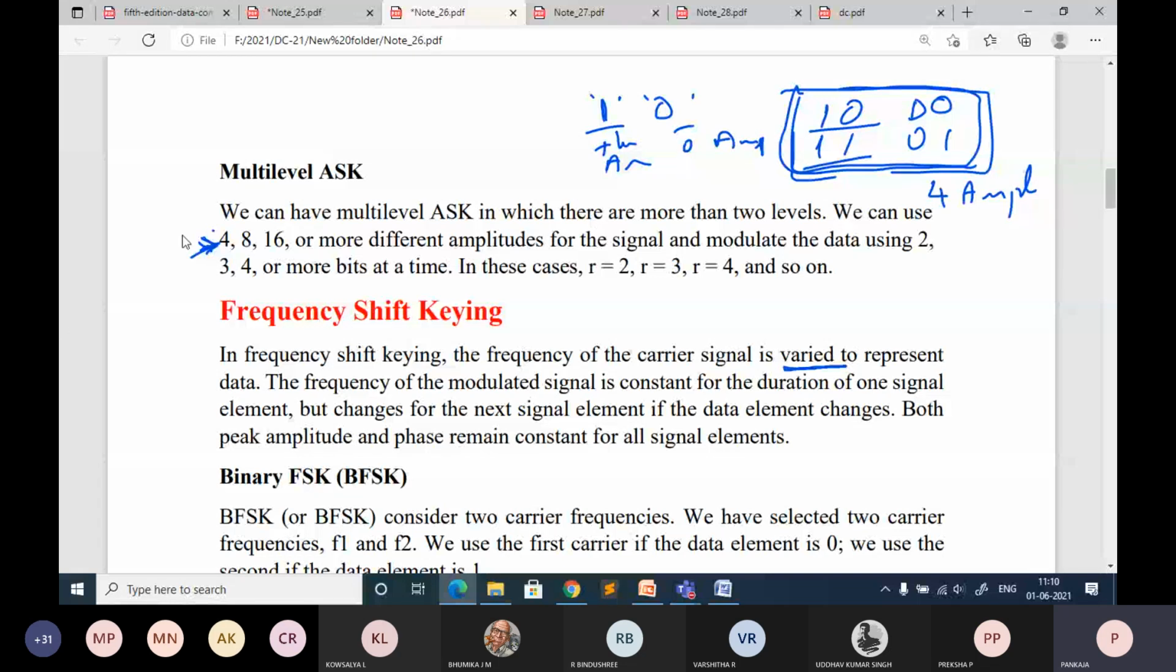In this case R is equal to 2, R is equal to 3, R is equal to 4. What is the meaning of this? You should be knowing.